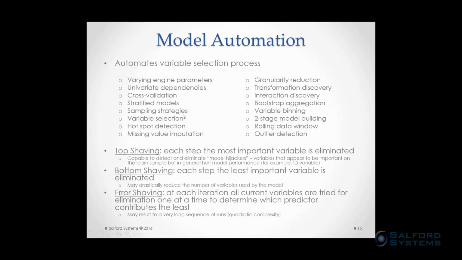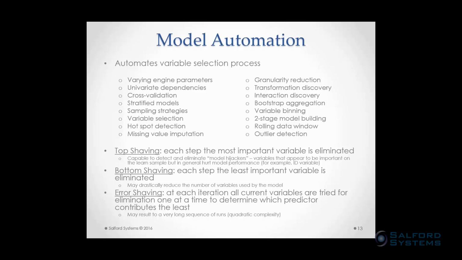One of the more important ones I use all the time is variable selection. We call this variable shaving, and I have described that at the bottom here. If you have a large predictor pool, or even a small predictor pool that you'd like to make even smaller, the shaving can automate the process for you extremely easily and efficiently.